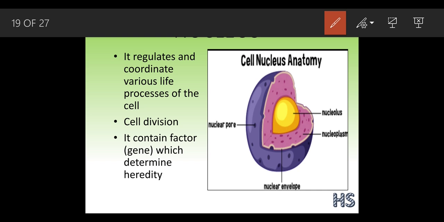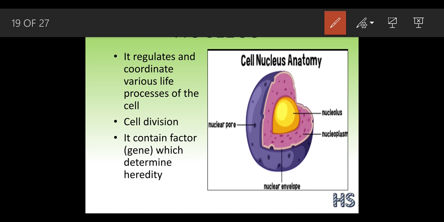It regulates and coordinates various life processes of the cell. Like we think with our brain, but whenever we have to pick up anything, we pick it up with our hands. This is only possible due to the nucleus, because the nucleus helps regulate and coordinate various activities. It contains genes which determine heredity.